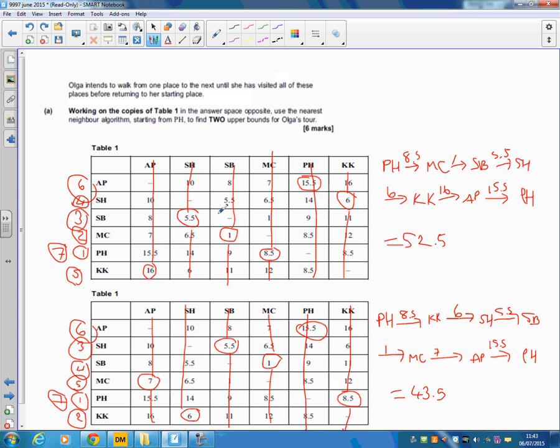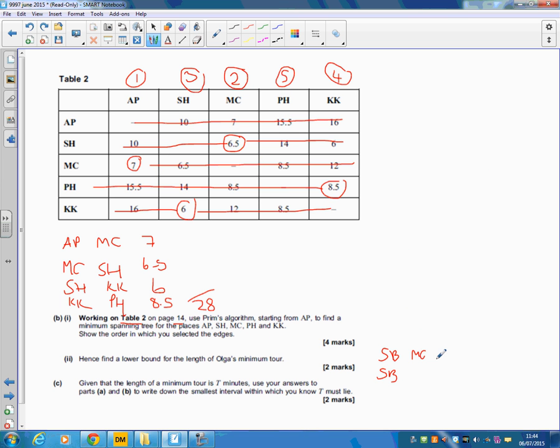So if we look back at our tables to SB, the shortest ones, you've got SB to MC, which is 1, and you've got SB to SH, which is 5.5. Now, if you just write down the numbers, you're not going to get the marks. You have to write down the edges, so the examiner must see these edges here. And so the lower bound for the length is these 2 that we're going to add on, plus the 28 that we got from Prim's. So we're going to do our 6.5 plus 28, and so that comes to 34.5 for our lower bound.